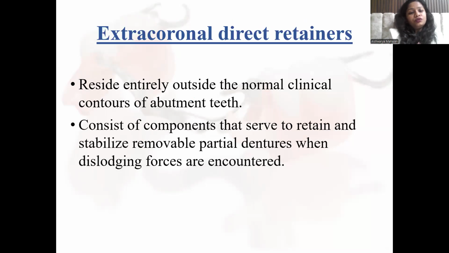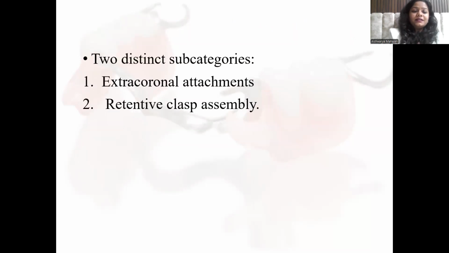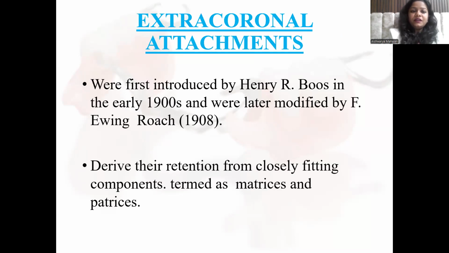Then moving on to the extracoronal retainers, these reside entirely outside the normal confines of the clinical crown of the abutment and consist of components that serve to retain and stabilize the removable partial denture when dislodging forces are encountered. These are distinctly classified into two subcategories. First is the extracoronal attachment, and the second one is the retentive clasp assembly. First, we'll read about the extracoronal attachment.